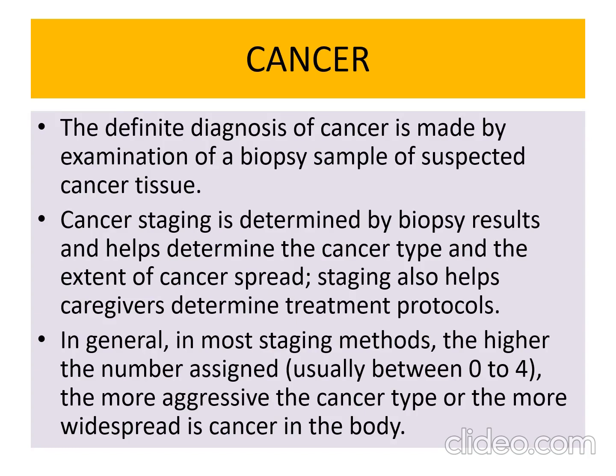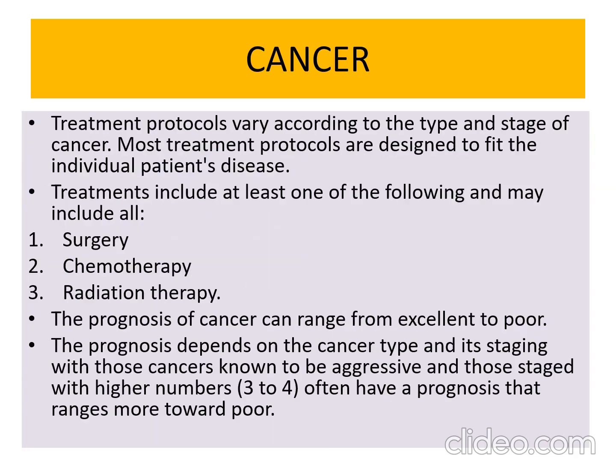Cancer staging is determined by biopsy results, and it helps to determine the cancer type and the extent of cancer spread. Staging also helps caregivers determine treatment protocols. In general, in most staging methods, the higher the number assigned, usually between 0 and 4, the more aggressive the cancer type is. That is, 0 is least aggressive, 4 is more aggressive.